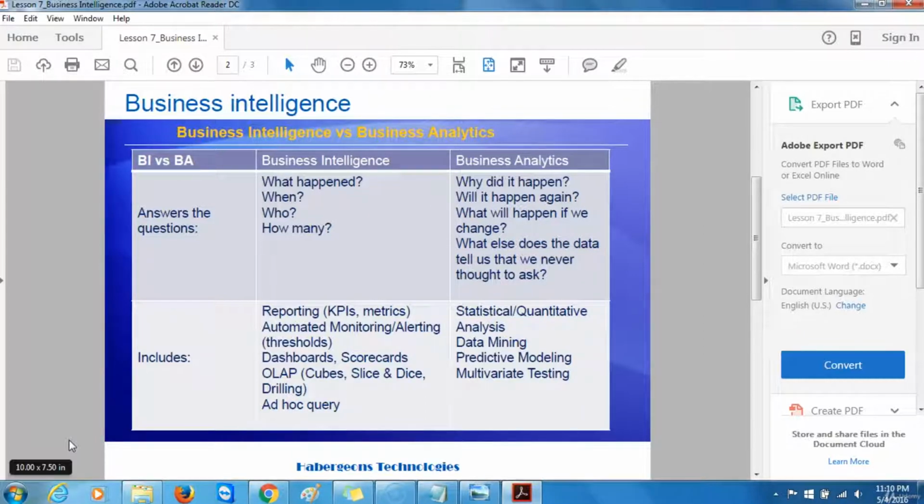Then, in business intelligence, you have certain kinds of measurements such as reporting metrics, as well as key performance indicators, automated monitoring, alerting, thresholds, dashboards, scorecards, OLAP, cubes, slice and dice operations, as well as drilling and ad hoc queries. On the other hand, business analytics has statistical and quantitative analysis, data mining, predictive modeling, and multivariate testing.